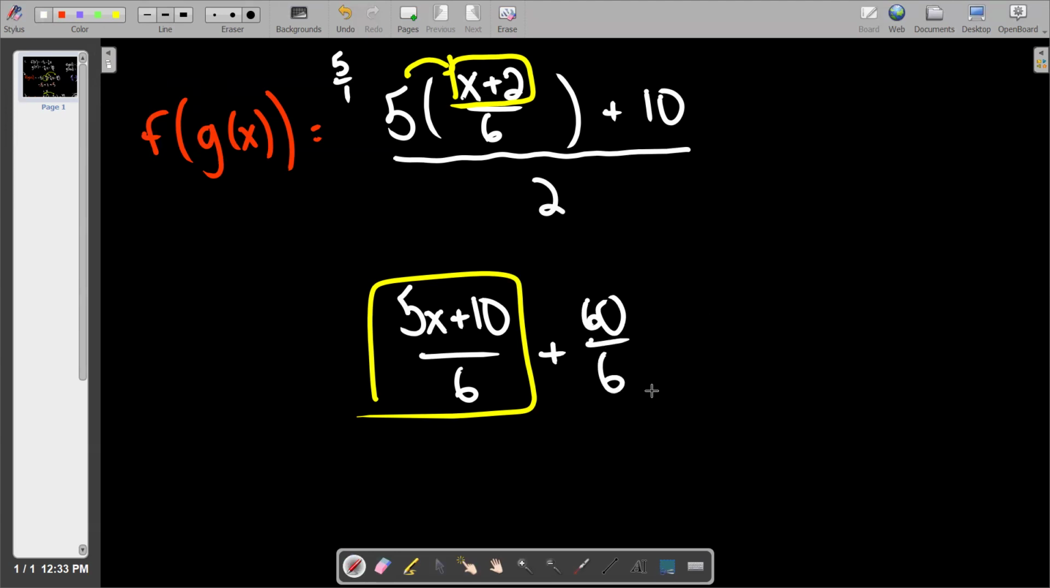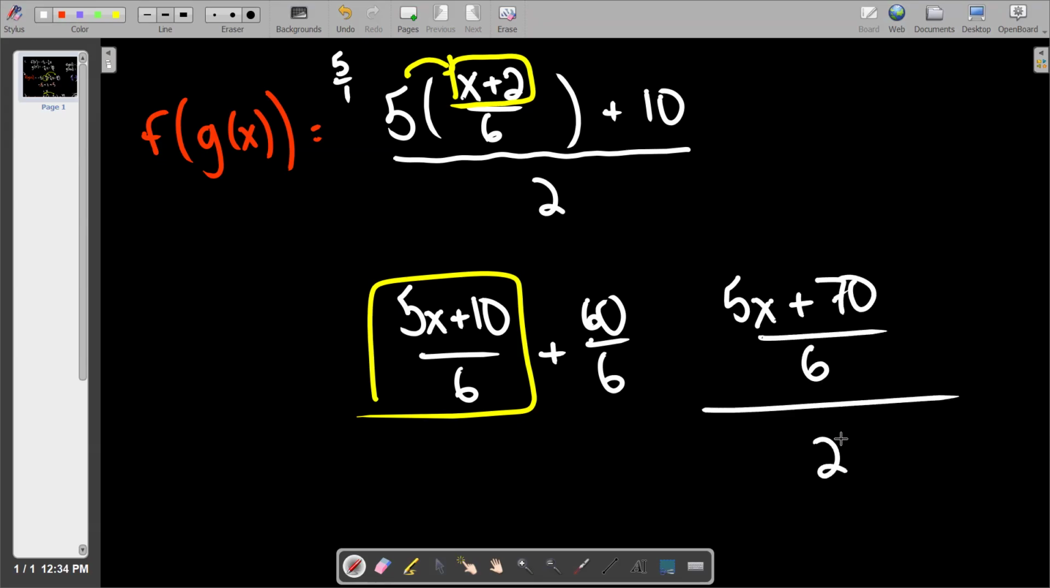And now that the bottoms are the same, what do we get? 5x plus 70. 5x plus 70 all over 6, all over 2. And I feel like at this point, the top is the best version of itself. It's not going to get any prettier than that because you've got just a fraction. So this is a good time to use copy dot flop.